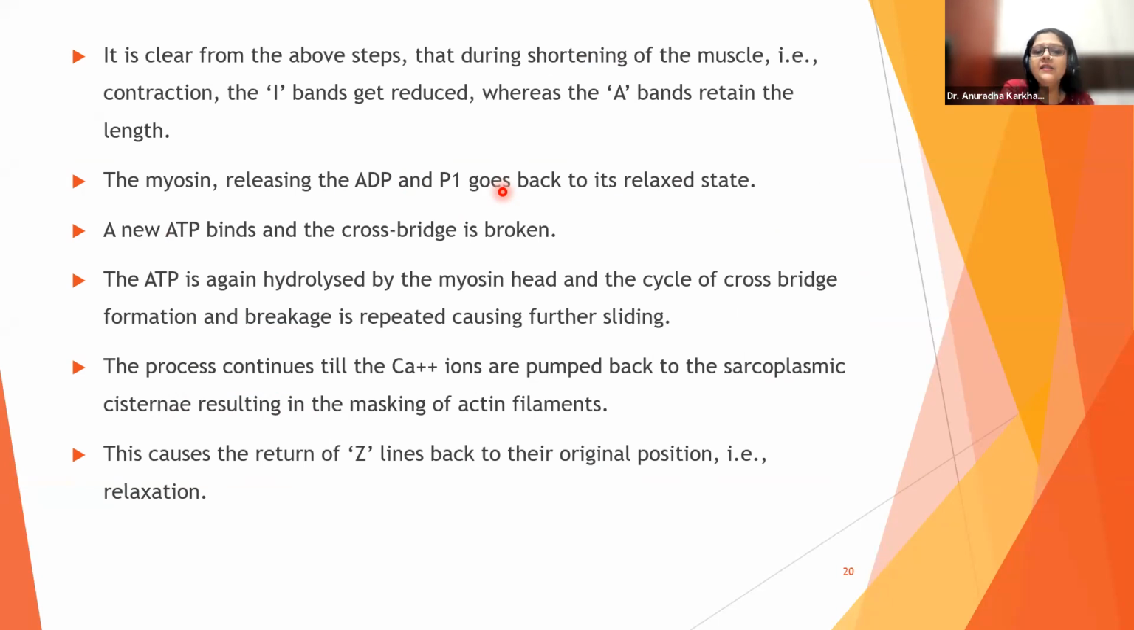So a new ATP binds and the cross bridge is again broken. The ATP is again hydrolyzed by the myosin head and the cycle of cross bridge formation and breakage is repeated, causing further sliding. The process continues till the calcium ions are pumped back to the sarcoplasmic cisternae or reticulum, which we have done in Cell: The Unit of Life, resulting in the masking of actin filaments. This causes the return of the Z lines back to their original position, which is called relaxation.